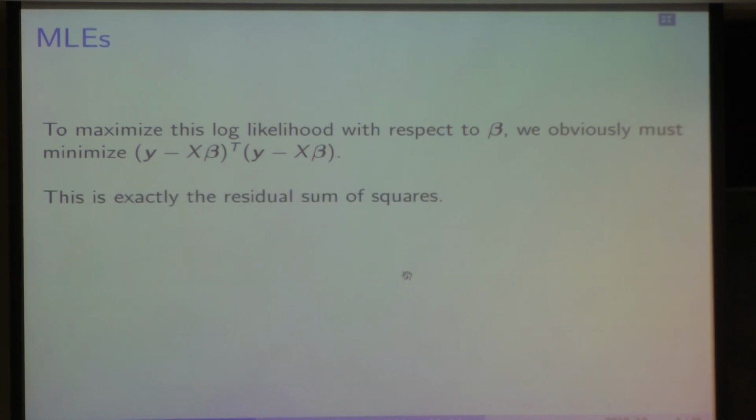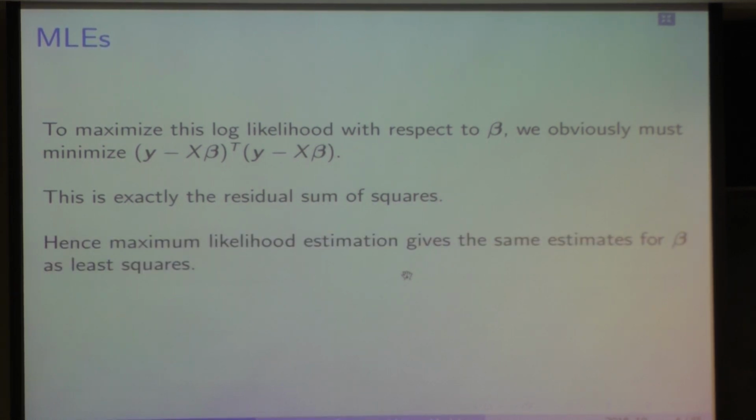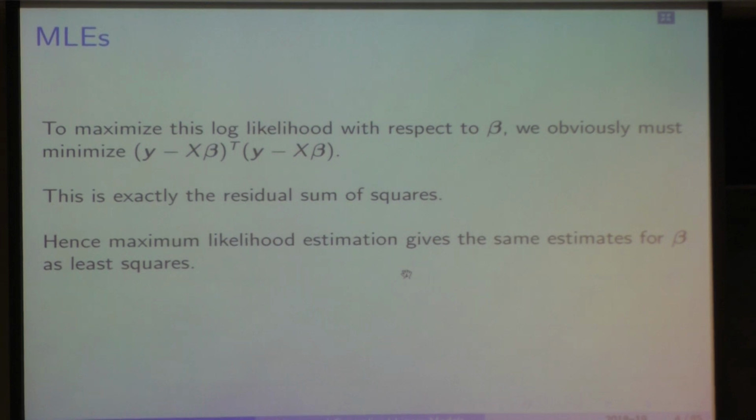Okay, so we're exactly now trying to minimise the residual sum of squares. And that's what we need to do to maximise the likelihood. So that tells us that we don't need to do any more work to find the maximum likelihood estimates of the betas. We've already done it. They're the least squares estimators that we've already found. Okay, so maximum likelihood estimation gives the same estimates for the betas that we already know about.